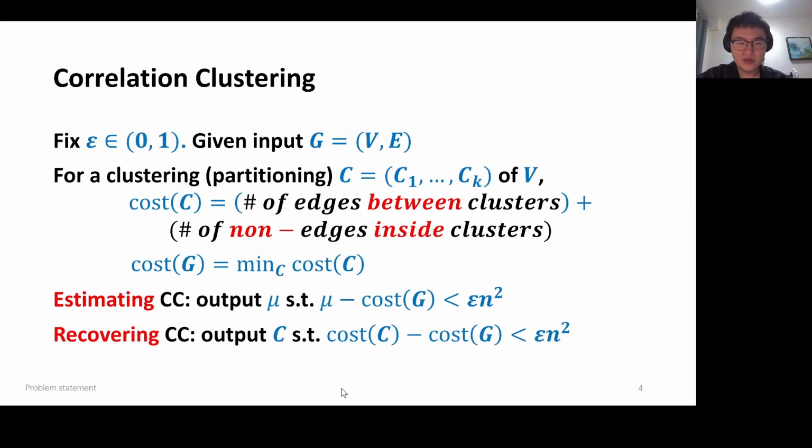We consider two different versions of correlation clustering in this work. In estimating correlation clustering, the output is an estimation of the optimal cost to within additive error epsilon n squared. In the recovering version, the output is a clustering itself, so that the clustering has a cost that is near optimal to within additive error epsilon n squared.